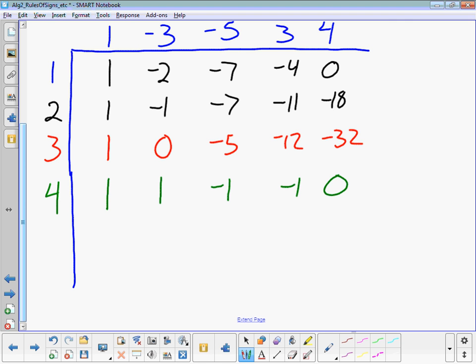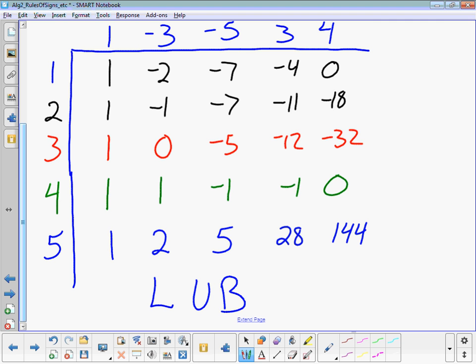So let's try 5. So I drop the 1 down. 5 times 1 is 5, added to negative 3 is 2. 5 times 2 is 10, added to negative 5 is 5. 5 times 5 is 25, added to 3 is 28. 5 times 28 is 140, added to 4 is 144. Those are all positives. So that means my least integral upper bound, my LUB, is 5. I will find no roots of this thing, no zeros, greater than 5. Okay, that's the first one.